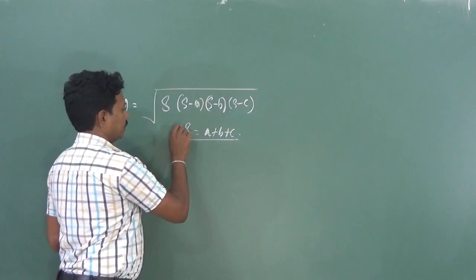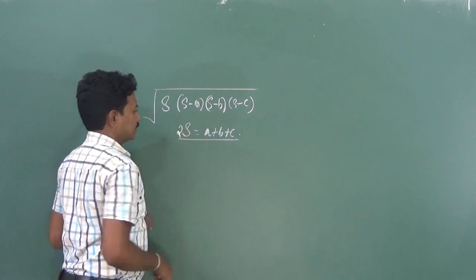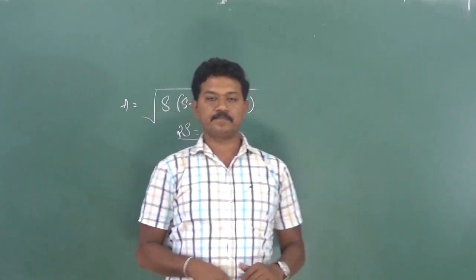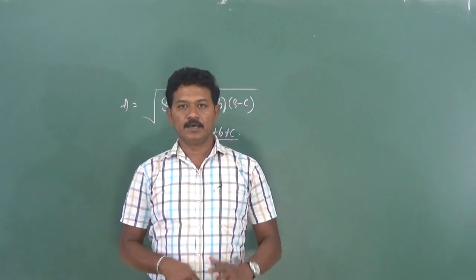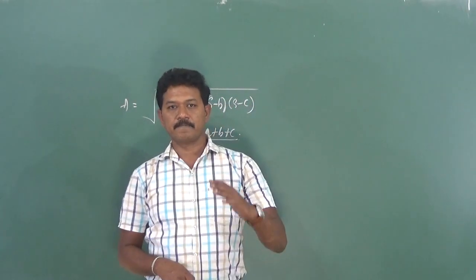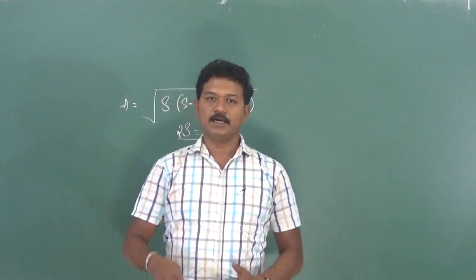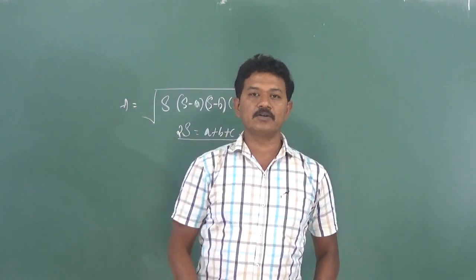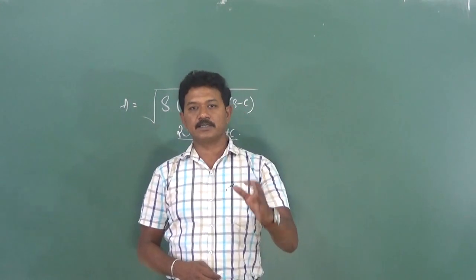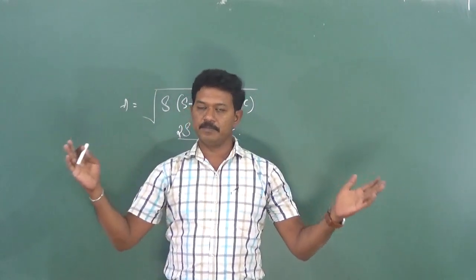That is, 2S is equal to A plus B plus C. So this was Heron's formula that you learned in the previous classes. And after that you came across the congruency of triangles. In your 8th standard class in geometry, it was a very big chapter.